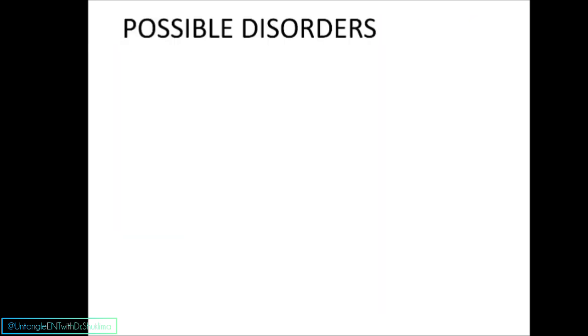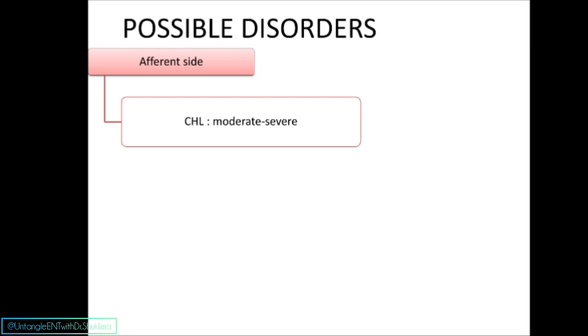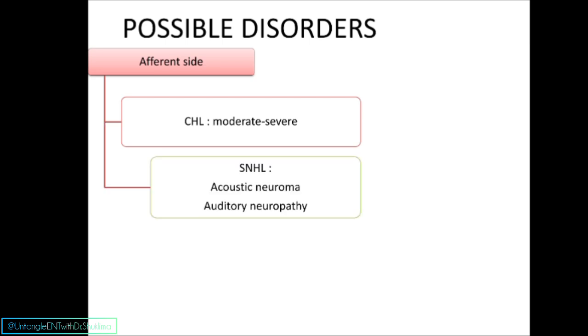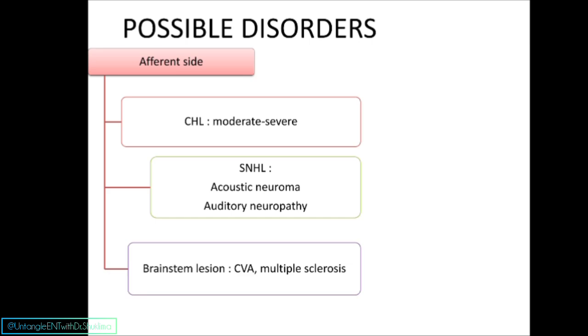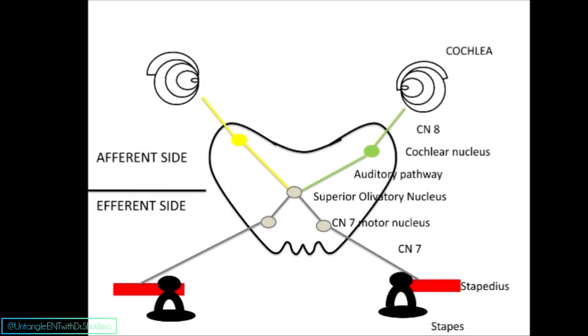Let's learn about the possible disorders. On the afferent side, there can be conductive hearing loss, moderate to severe, or there can be sensorineural hearing loss such as acoustic neuroma or auditory neuropathy, or there can be brainstem lesions like cerebrovascular accidents or multiple sclerosis. Let's learn this through some image.